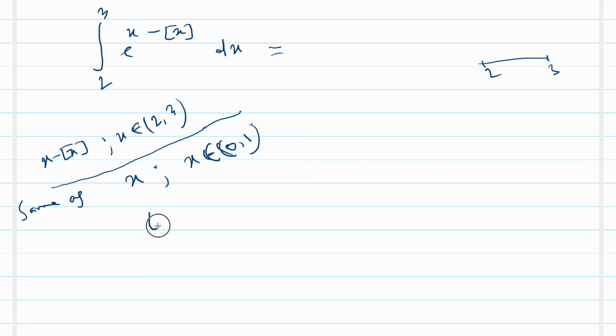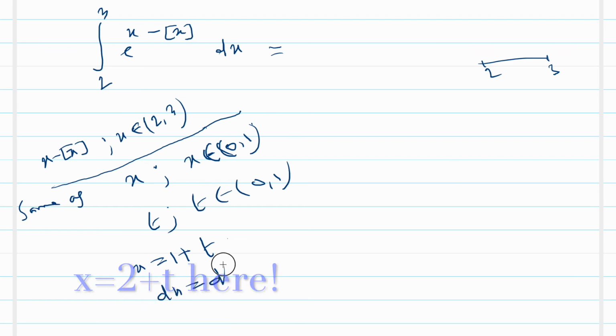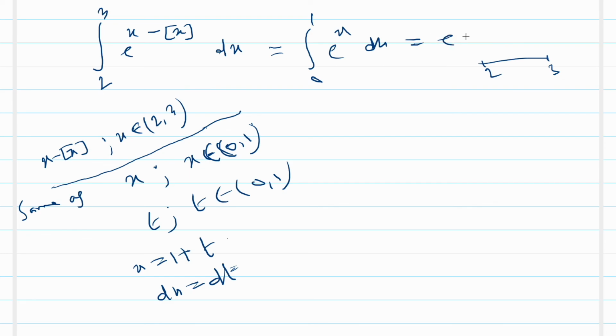We could also write it as t when t belongs to 0, 1, because x equal to 1 plus t will do the job, right? And then dx equals dt, there is no harm in that. So each such integration will be of this form. Now you understand why, because this gap is everywhere 1. So the integral from 0 to 1 of e power x dx, or you could write e power t dt, is again e minus 1.